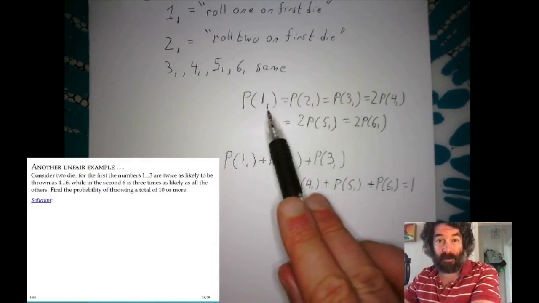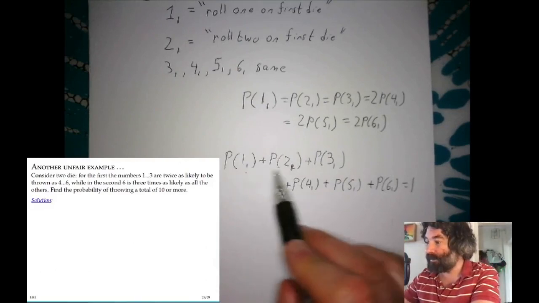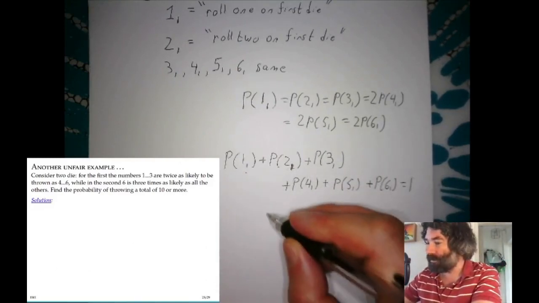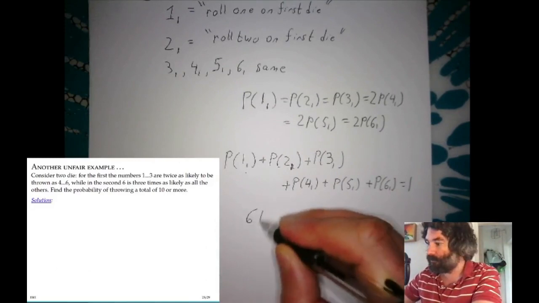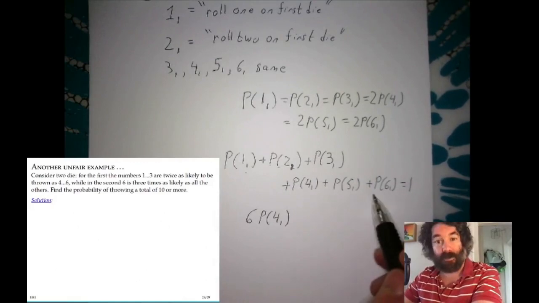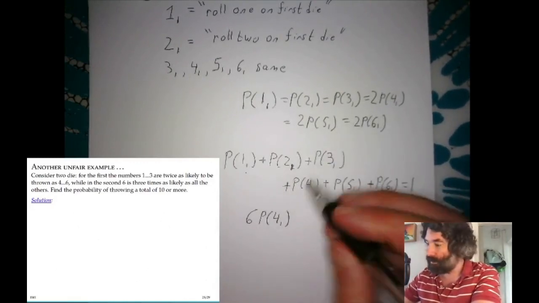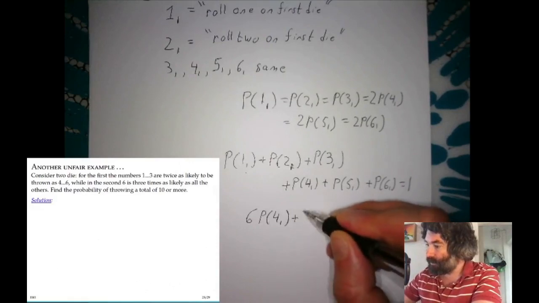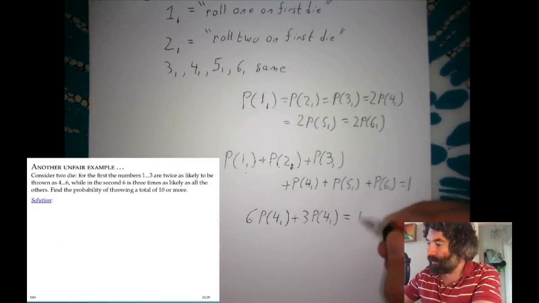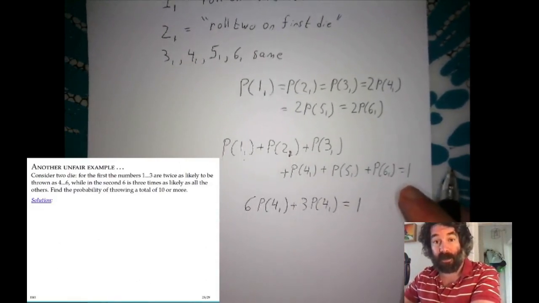All right, so these three terms, probability of rolling 1, 2, or 3, are all 2 times 4. So we replace each of these by 2 times the probability of rolling 4. That's going to become 6 times the probability of rolling 4 on the first die. And then these three terms are all equal to the probability of rolling 4. And so this is 3 times the probability of rolling 4 on the first die. And that has to add up to 1. So the probability of rolling 4 on the first die would have to be 1/9.